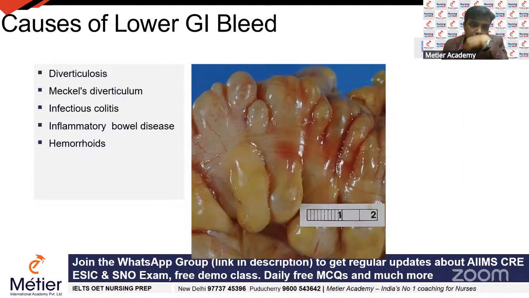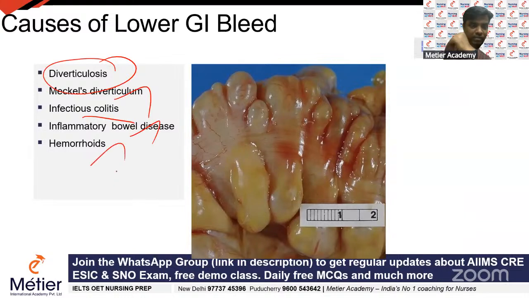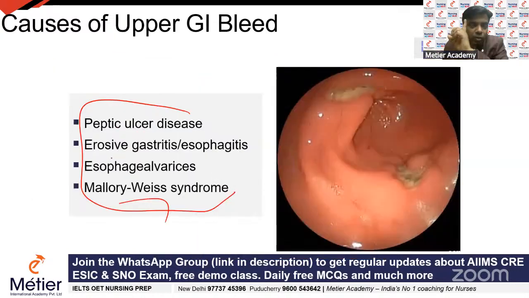If you think about diverticulosis, Meckel's diverticulum, 2:2:2:2:2, we'll see that. Infectious colitis, I can take very simple subject only in your demo. Okay, IBD, hemorrhoids. Your whole GI system is finished. If you know to compare upper GI bleed and lower GI bleed, if you know to compare upper abdomen pain and lower abdomen pain, your GI system is completed.